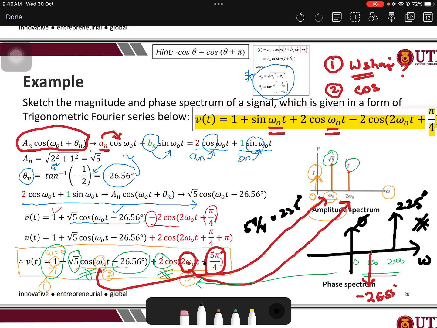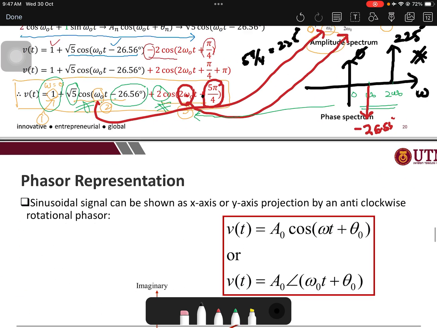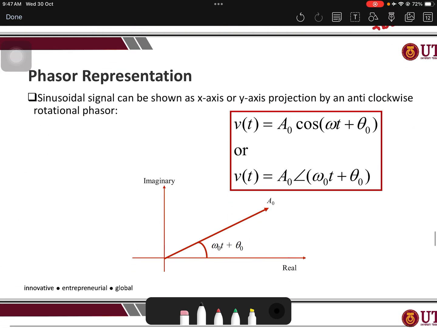Okay, so this is how to draw the magnitude and phase spectrum. Magnitude, or sometimes it is mentioned as the amplitude spectrum. First of all, it is very important for you to represent the signal in terms of cos. If it is not, you have to analyze in the given signal whether there is any frequency sharing or not. So this one is the phasor representation.